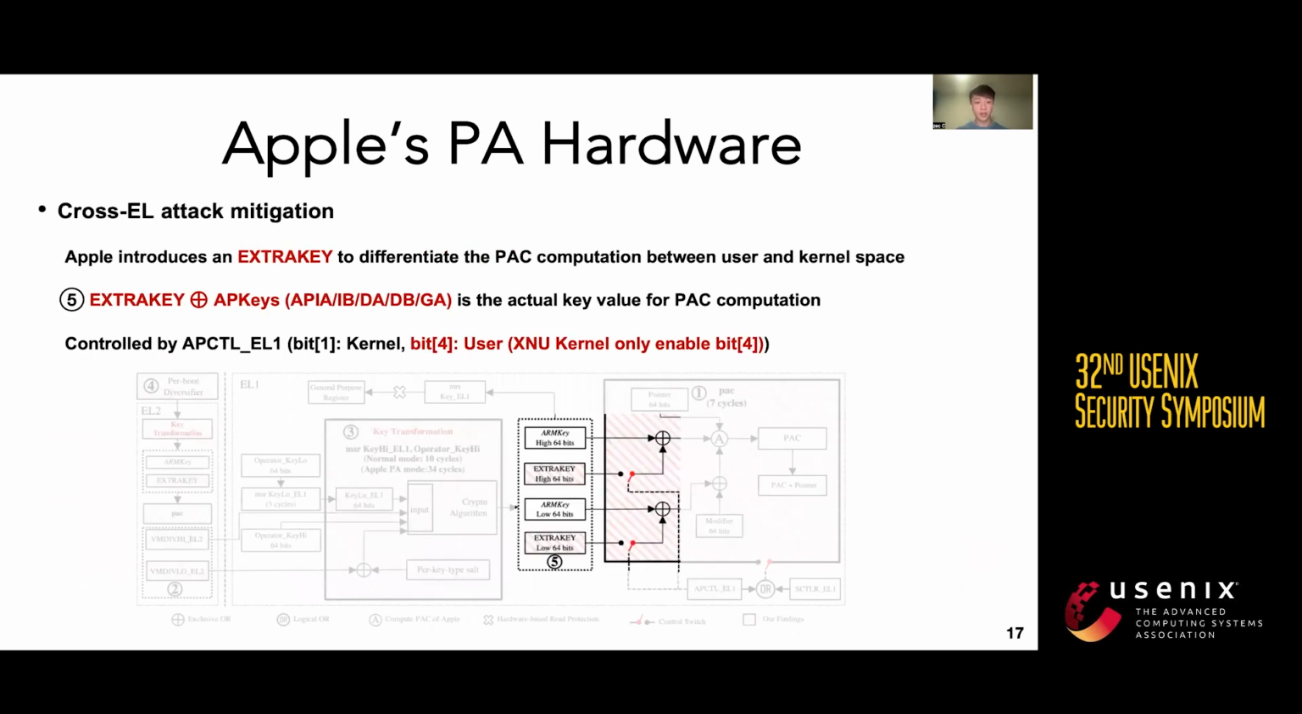The final one is cross-EL attack mitigation. Apple introduced an extra key, which is used for XOR with AP keys, such as APIA, APIB, etc. And the result will be one of the inputs for the PAC algorithm. The extra key can be enabled in user space or kernel space. And then we found that the XNU kernel only enables it in user space. As a result, the signatures generated in user space and kernel space are different.